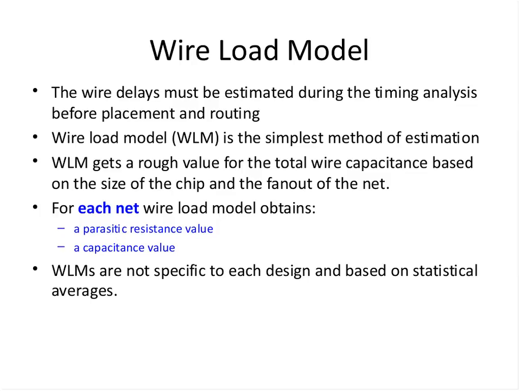WLM gets a rough value of the total wire cap based on the size of the chip and the fanout of the net. So for each net, DC will go to this WLM, and there will be different wire load models. For a particular fanout, it will go to that listing, which will tell you the typical value of the capacitance for different values of fanout. For example, if the fanout was 10, it will tell what the typical cap is. The design compiler will pick up that cap value from there. It is not accurate, it is just an estimate. So for each net, the wire load model obtains two values, a resistance value and a capacitance value.